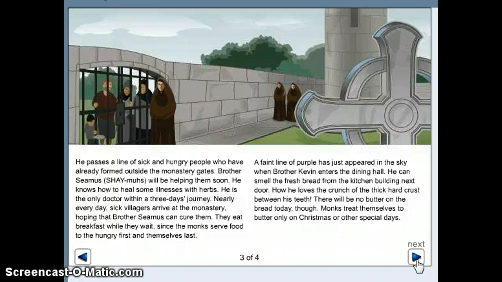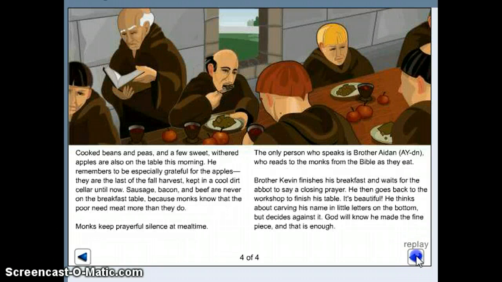A faint line of purple has just appeared in the sky when Brother Kevin enters the dining hall. He can smell the fresh bread in the kitchen building next door. He loves the crunch of the thick hard crust with his teeth. There will be no butter on the bread today, though. Monks treat themselves to butter only on Christmas or other special days. They hardly ever have special treats.